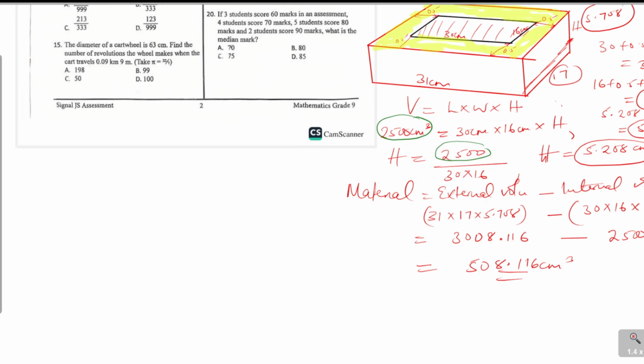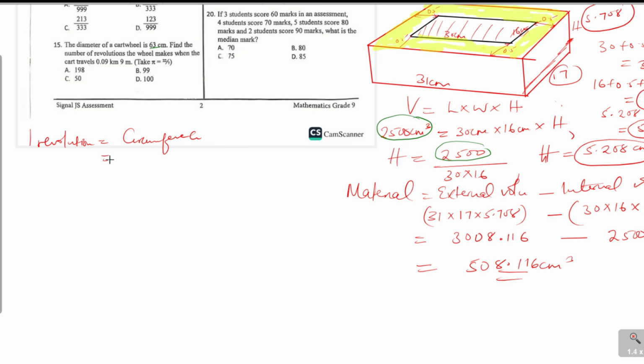Question 15. The diameter of a cartwheel is 63 centimeters. Find the number of revolutions the wheel makes when the cart travels 0.09 kilometers. Take pi to be 22/7. With the diameter, we can find one revolution, which is equivalent to the circumference of that cartwheel, because it is in the shape of a circle.